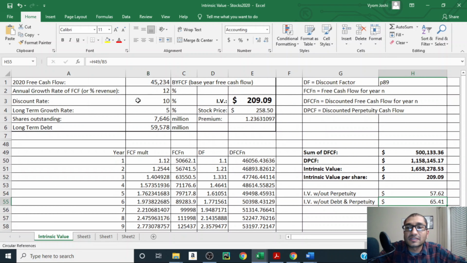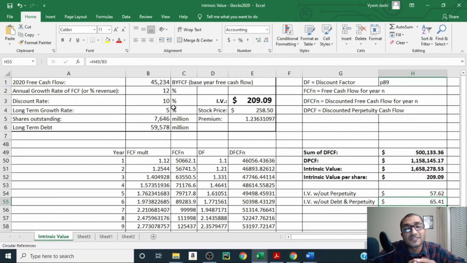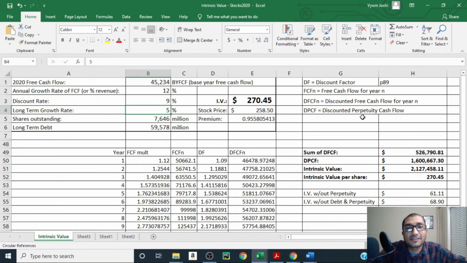Finally, let's edit the discount rate a little bit. We know that the company's weighted average cost of capital, also known as its hurdle rate, is about 6%. If we add a 3% margin of safety on top of that, we get 9%. And if we make our discount rate 9%, then we get the intrinsic value to be about $270 per share.